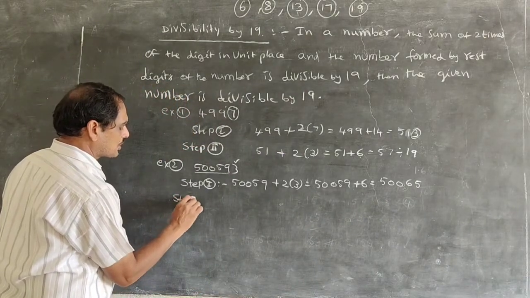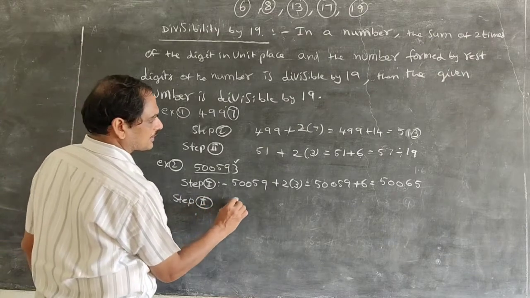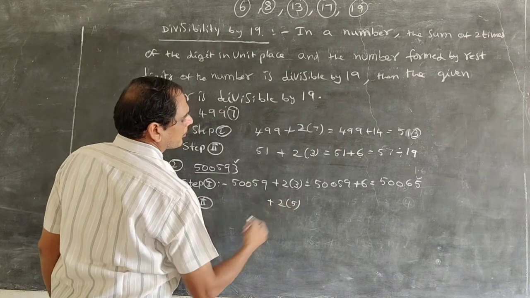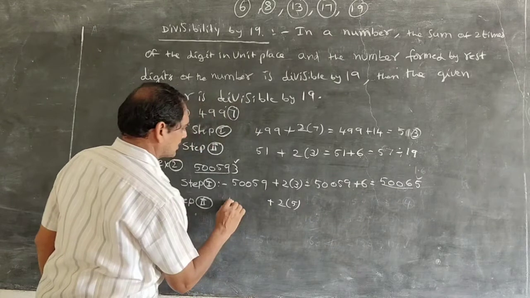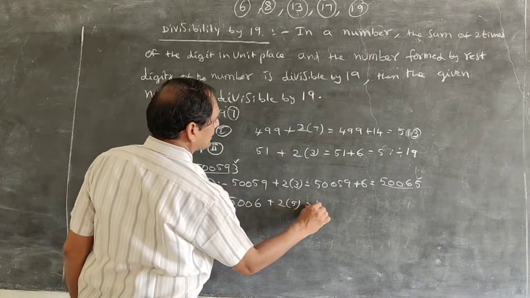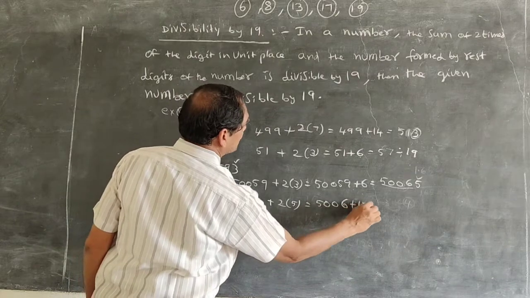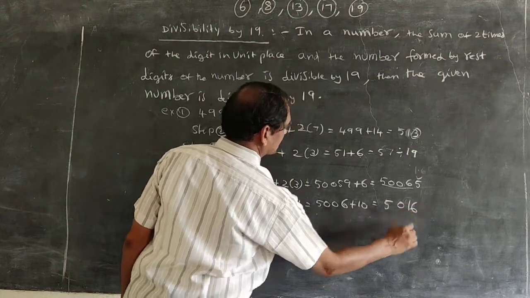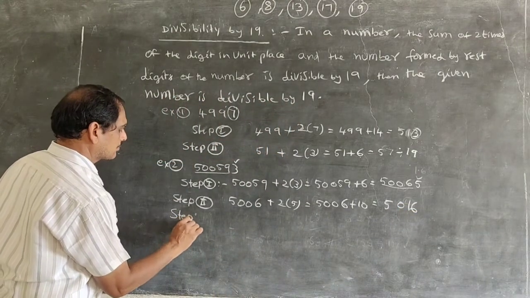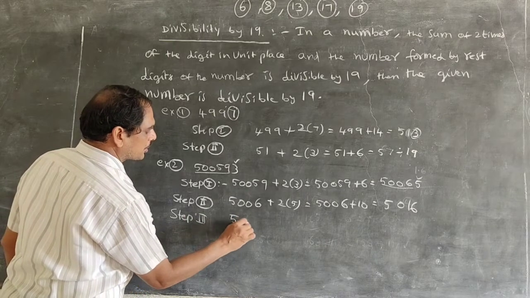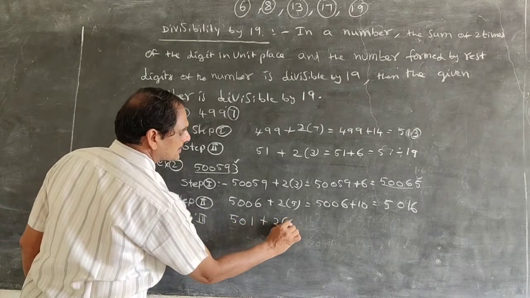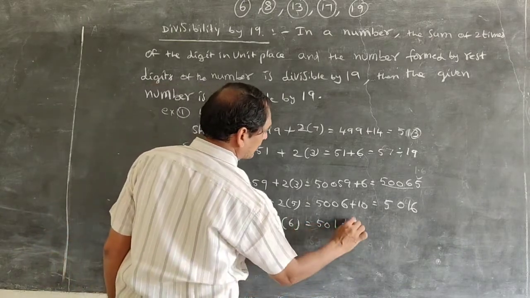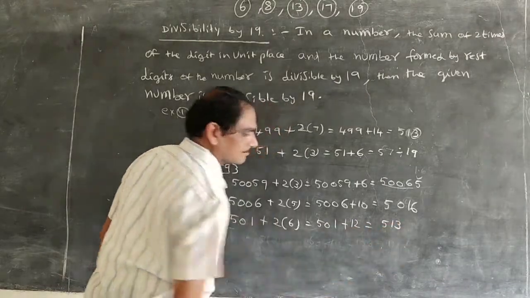Now we go to step 2. In this the unit digit is 5. So 2 times 5 is added to the rest of the digits of the number, that is 506. That is equal to 506 plus 10, that is equal to 516. Next, step 3: 51 plus 2 into 6, that is equal to 51 plus 12, that is equal to 63.